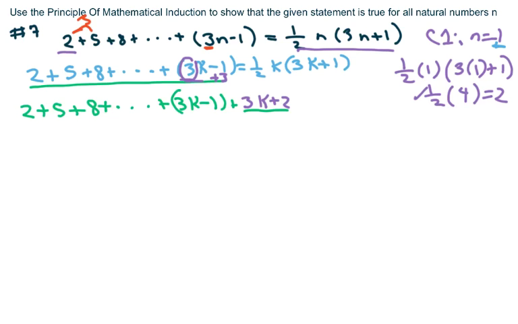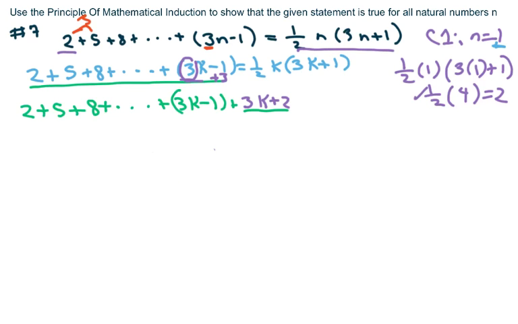And the next one would be what? 3k plus 5, because you keep adding 3. So we have 3k plus 2. What would the next one be? 3k plus 5. So I'm adding 3. Next one would be 3k plus 8, and so forth. So that's just a trick to make life easier.